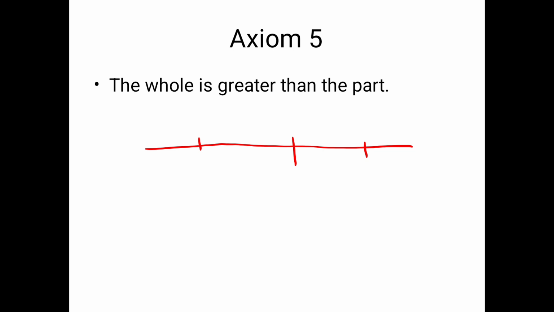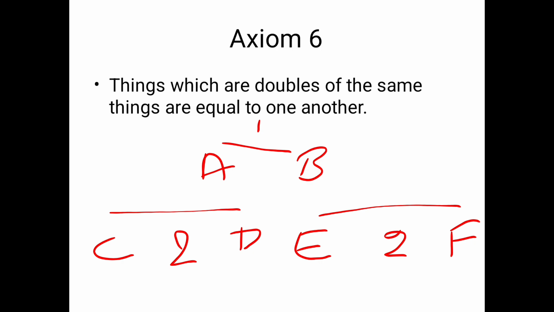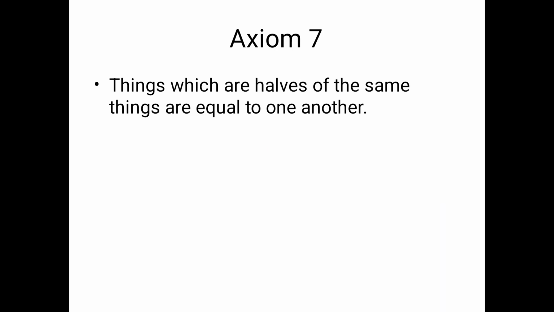Next, we will move on to axiom 6. It says things which are doubles of the same things are equal to one another. Consider a line segment AB which is 1 centimeter in length, and line segments CD and EF which are 2 centimeters each. Both CD and EF are the double of line segment AB, which is 1 centimeter. We can see that both are 2 centimeters each, and both are equal. Now we will move on to axiom 7. Axiom 7 states that things which are halves of the same things are equal to one another. We can reverse the sixth axiom: instead of doubles of the same things, here we take halves of the same things.